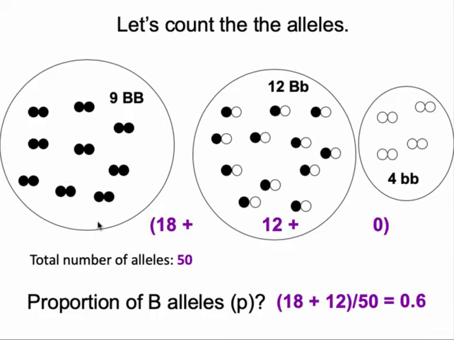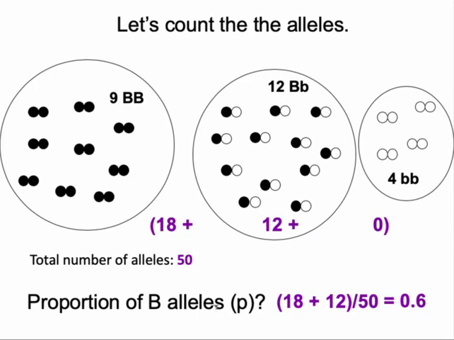So the total dominant alleles in our population are 18 that come from the homozygous dominant and 12 from the heterozygous. So that's a total of 30. And we have 50 alleles in total, so 30 over 50 equals 0.6.